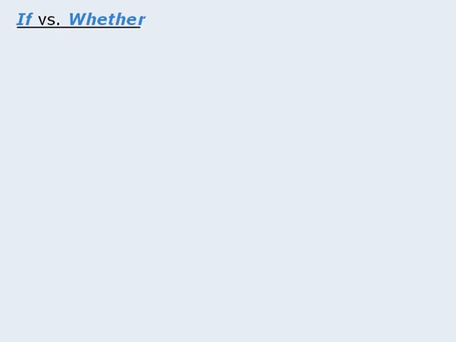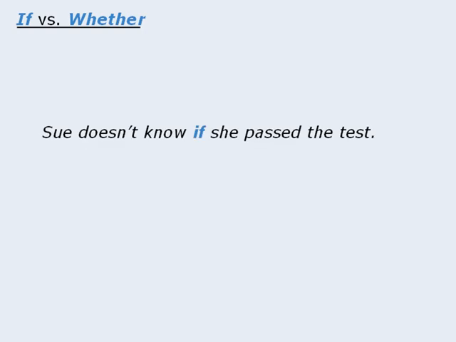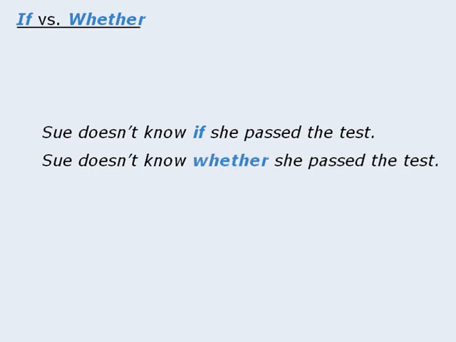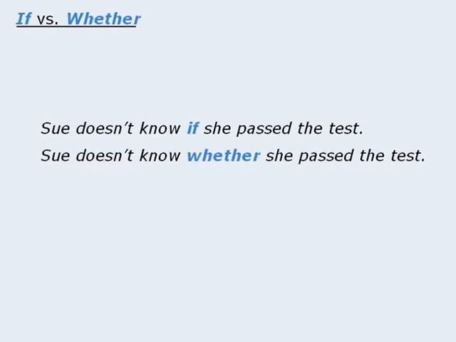In this brief lesson, we'll learn how to handle the if versus whether conundrum. Now, in everyday speech, people often use the words if and whether interchangeably. For example, many believe that the sentence, Sue doesn't know if she passed the test, is equivalent to the sentence, Sue doesn't know whether she passed the test. However, on the GMAT, the second sentence is preferable to the first.